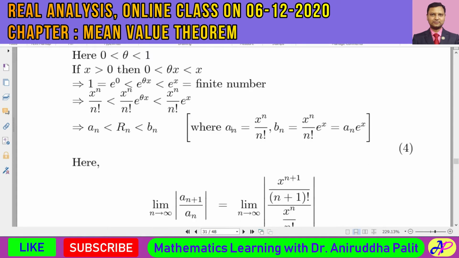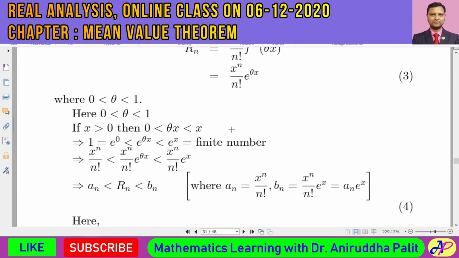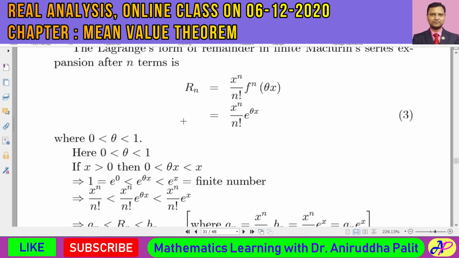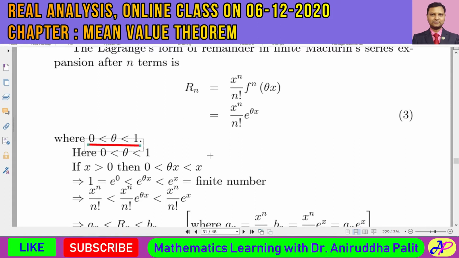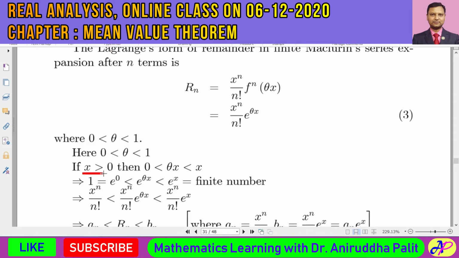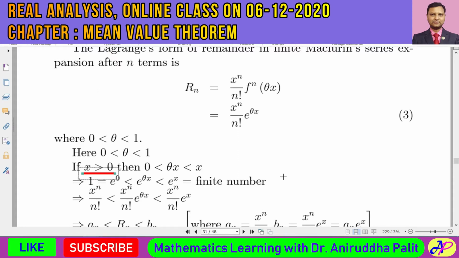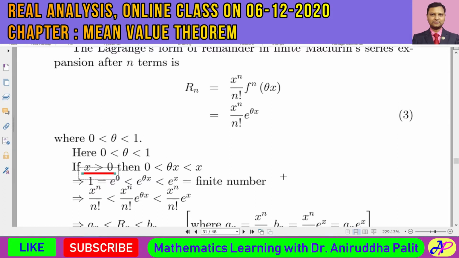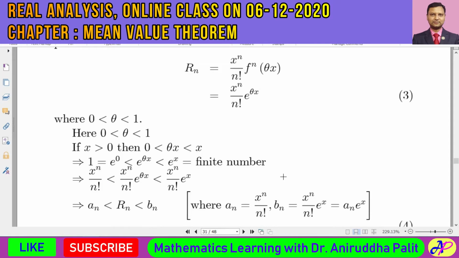And in order to prove this result, we shall apply the sandwich theorem for sequence. Anyway, how to apply this one? Let's see. We already have the inequality that 0 less than theta less than 1. And for the sake of simplicity, at first we consider that x is greater than 0. Over here we are taking the fact that x is greater than 0, and the same kind of inequality can be established if x is less than 0. Let's see how can we prove this result.